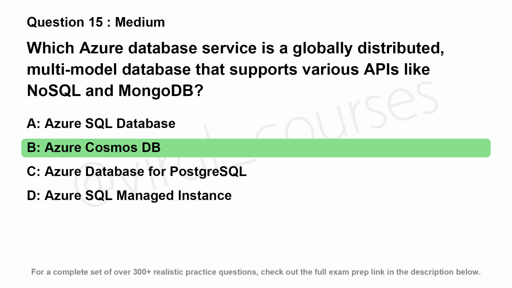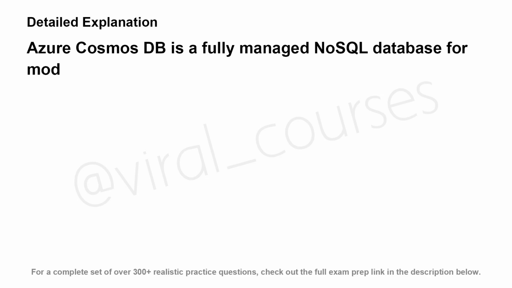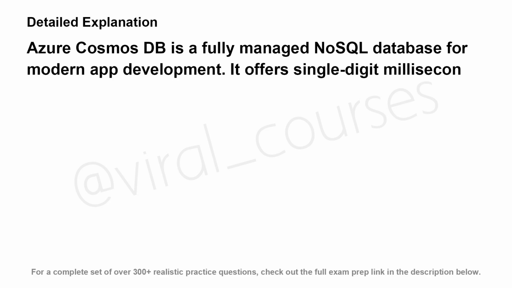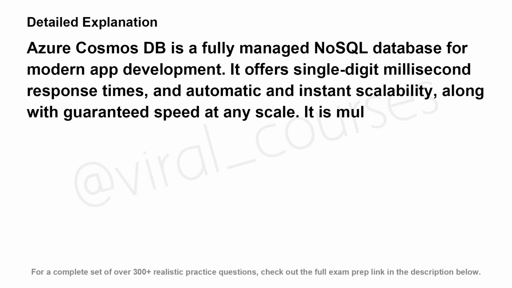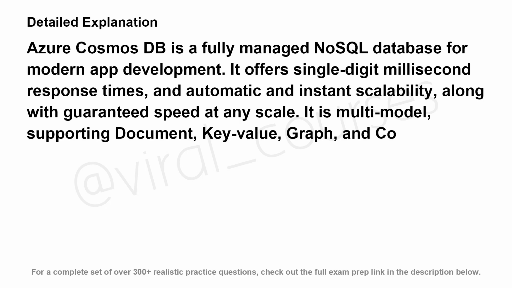The correct answer is B. Azure Cosmos DB is a fully managed NoSQL database for modern app development. It offers single-digit millisecond response times and automatic and instant scalability, along with guaranteed speed at any scale. It is multi-model, supporting document, key value, graph, and column family data models.